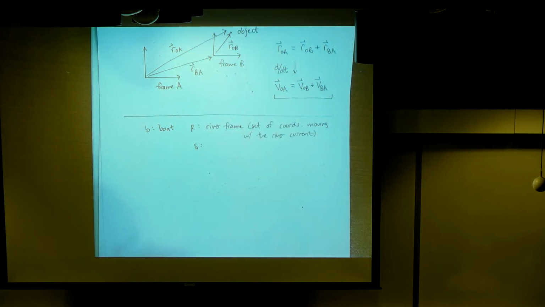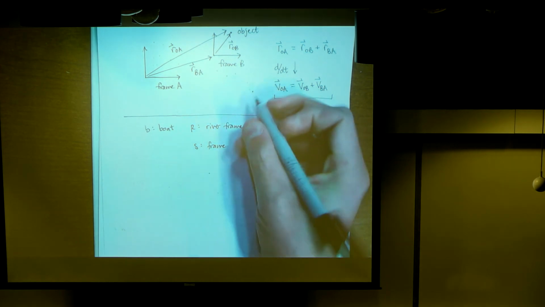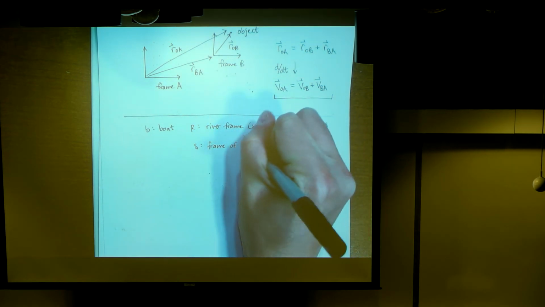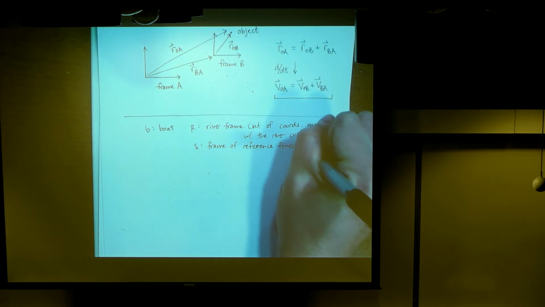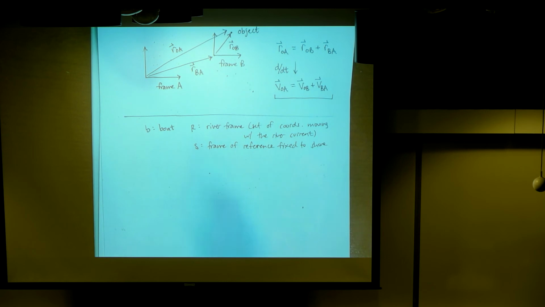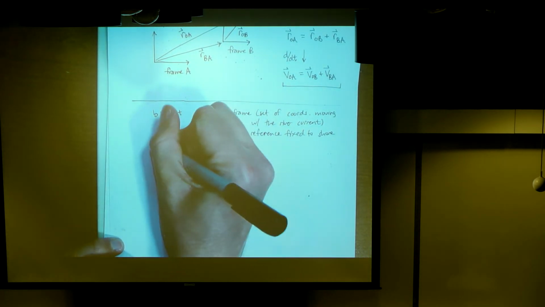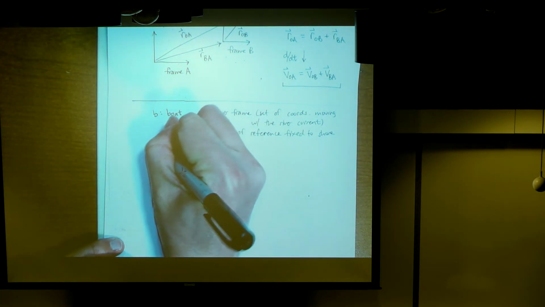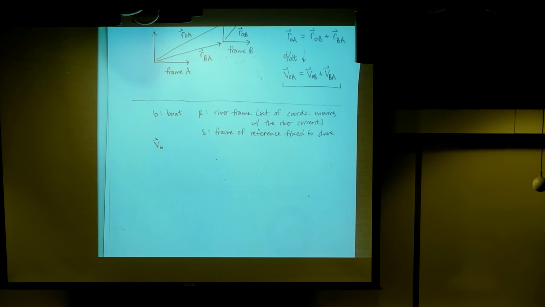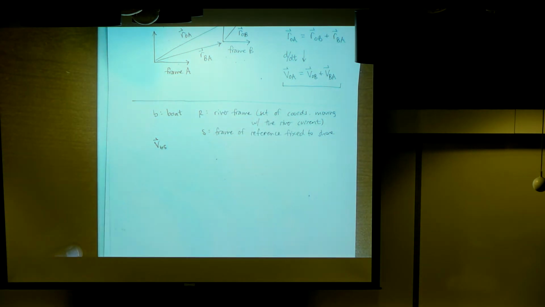Let's use S for frame of reference fixed to the shore. So you could also call this the ground frame of reference, right? Okay, so what velocity am I interested in knowing? Velocity of the boat relative to what? What am I interested in knowing? I want to know what it is relative to the shore. I want to know VBS, okay?